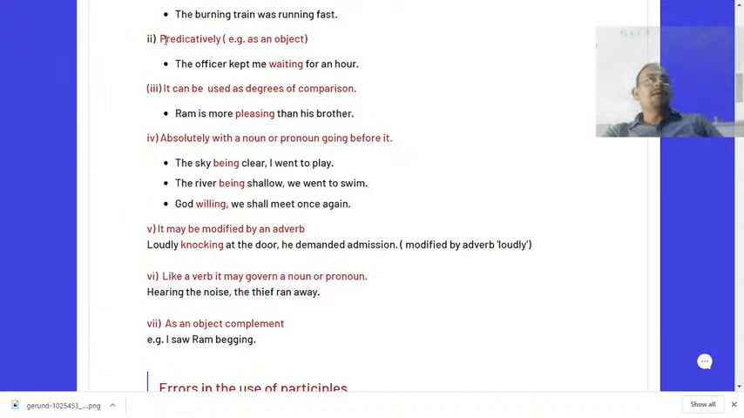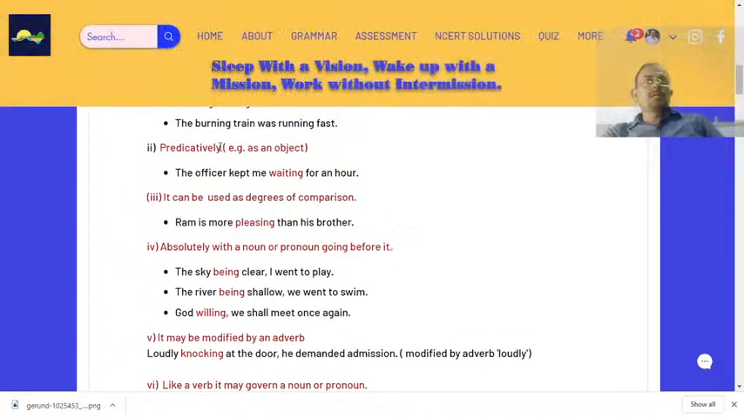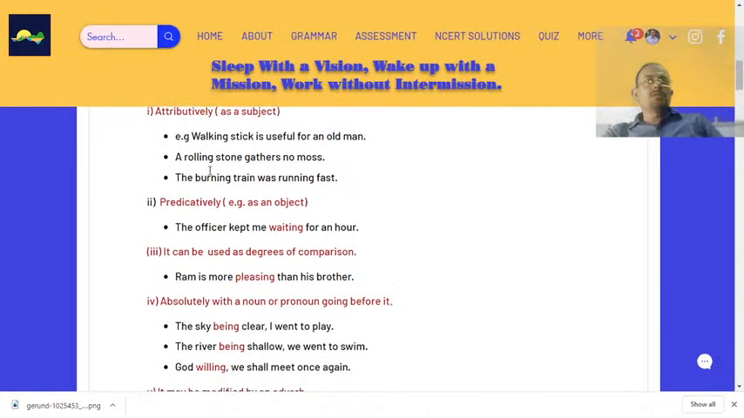is used predicatively. Predicatively means as an object. So always remember, dear students, let me show you once again. Here you can see, walking stick is useful for an old man. Whenever ing is used before the subject, it is used attributively. So how to identify? You will identify by seeing the subject here. You see a walking stick. The stick is the subject. As walking is used before stick, therefore the present participle walking is used attributively.